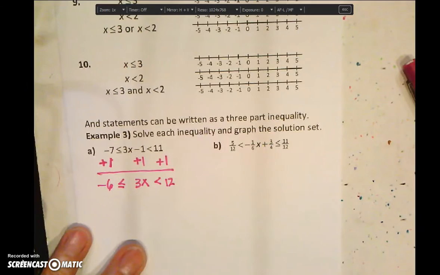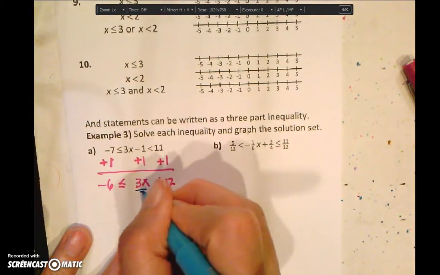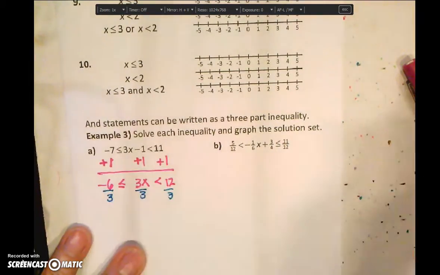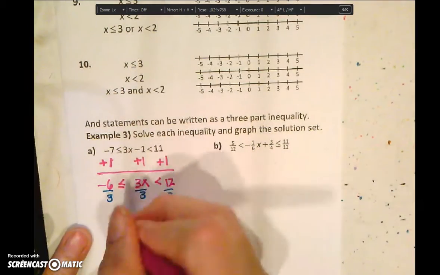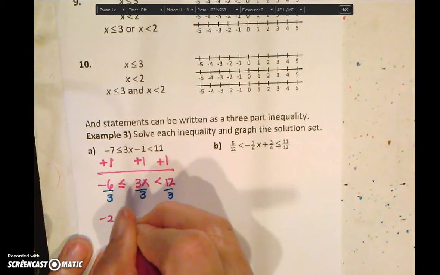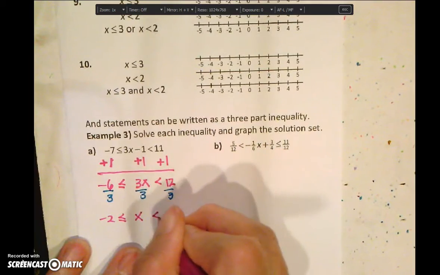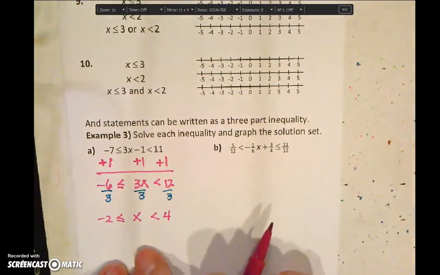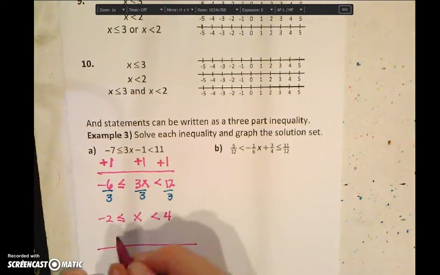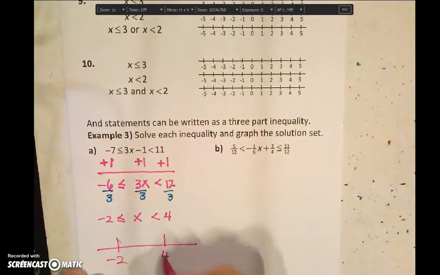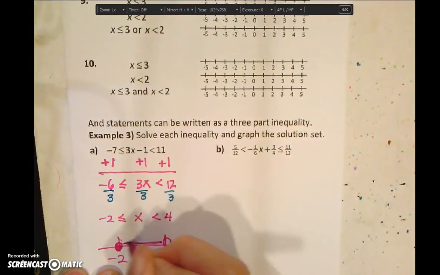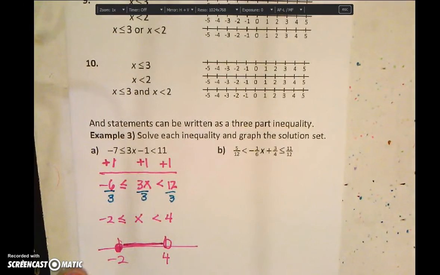Now I'm going to need to come back, and to finish up there, to get an x, I'm going to have to divide by 3. So I'm going to have to divide all 3 parts by the same thing, and I get -2 is less than or equal to x is less than 4. And that's going to be my answer. And if I wrote it on a number line, I'd have a -2, I'd have a 4, closed dot, open dot, and the x's are what's in between those two numbers right there.